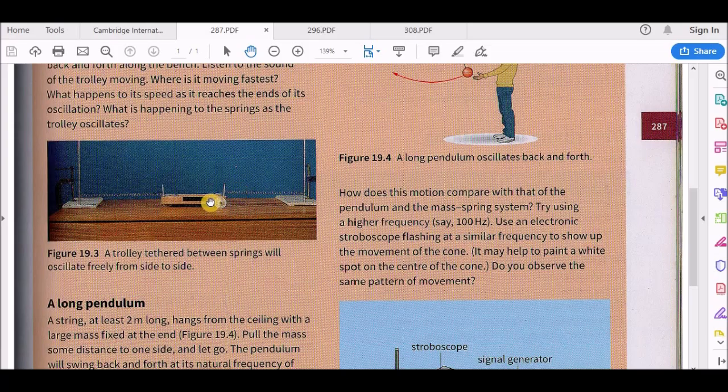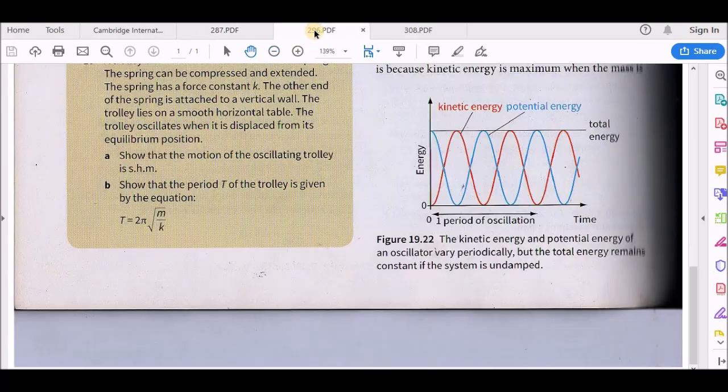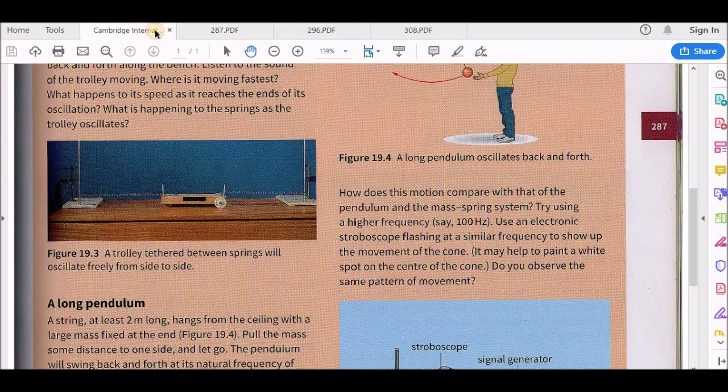So what will happen is, for example, if this trolley is to the right of the equilibrium position, the resultant force is to the left, and resultant force and acceleration are always in the same direction. So the acceleration is to the left. And when this trolley is on the left side, the resultant force due to the springs is to the right of the trolley. So then the acceleration is also to the right. That's what this means over here.